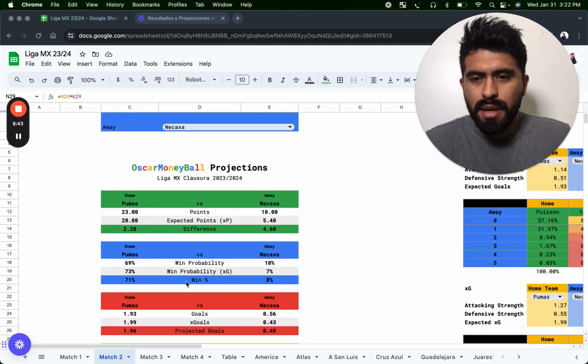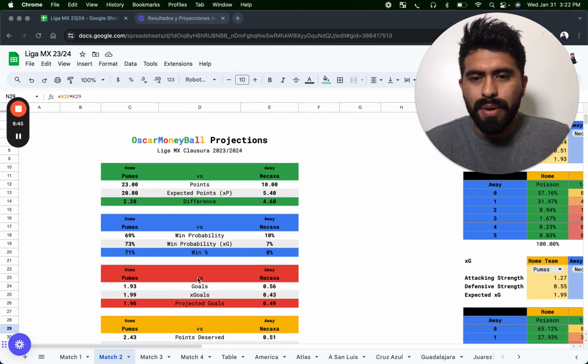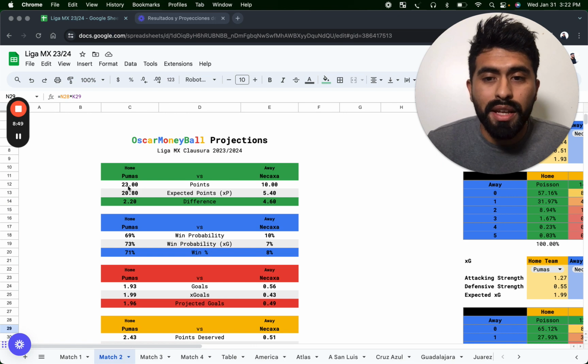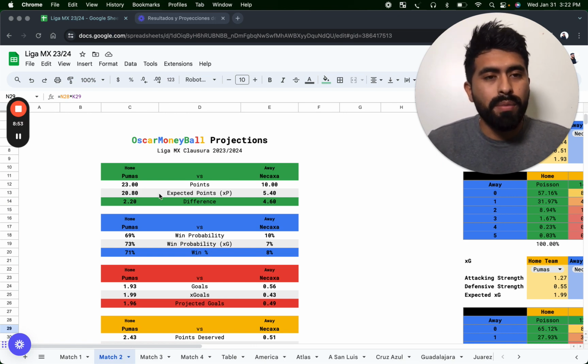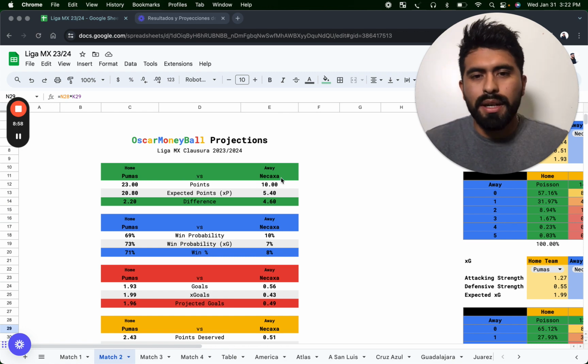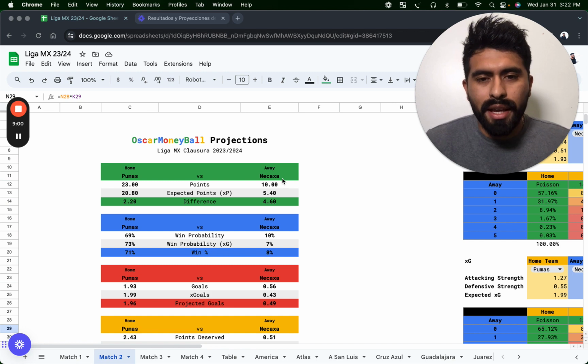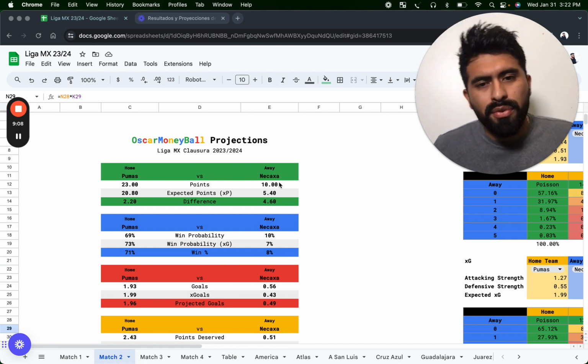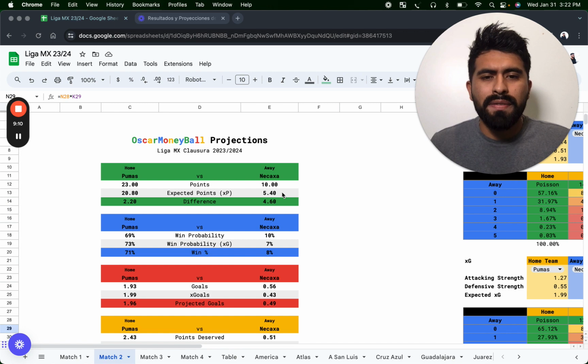Next match is Pumas versus Necaxa. We see here that Pumas at home has been able to accumulate 23 points out of the 20 that they're expected. They have really good form at home. Really good form. I'll talk a little bit more about that later. Meanwhile, Necaxa has been overperforming, but not enough to compete with Pumas. With their away form, they have 10 points out of 5 that they should have deserved.